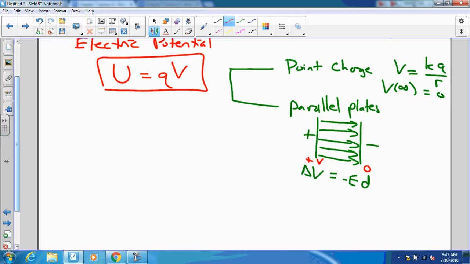Okay. So that was our story yesterday. Today I'd like to show you how that's created and how that's measured. What I have over here is a power supply.